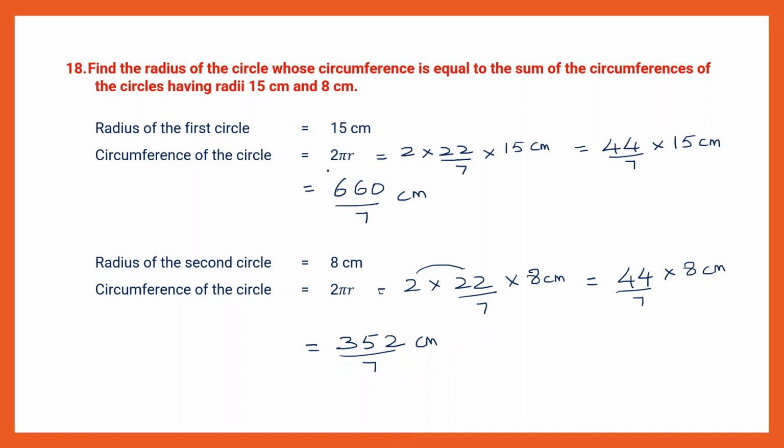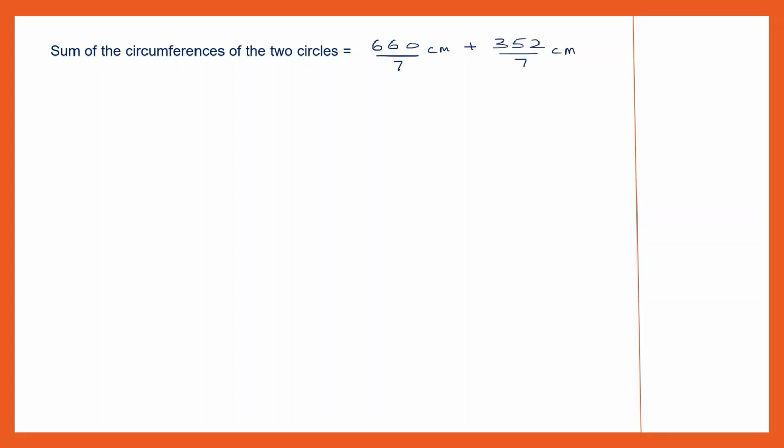So now what do we have to do? We have to find the sum of the circumferences of these two circles, and that is equal to the circumference of another circle. Okay, so now we've got 660 by 7 and 352 by 7. So now let's find the sum of the circumferences of the two circles. Now, what is the circumference of the first circle? It is 660 by 7 centimeters, and the second circumference is 352 by 7 centimeters. So we have to find the sum of the circumference of these two circles.